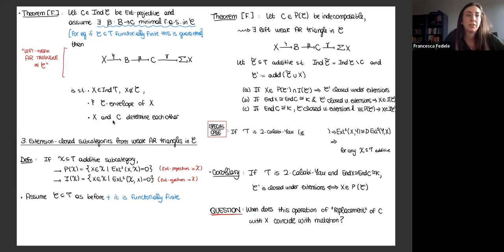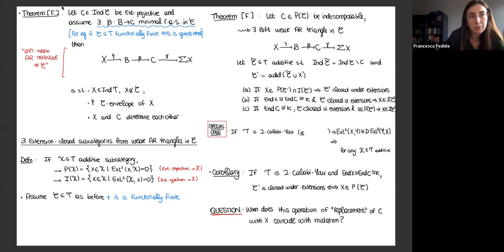And moreover, you also have that the object X and C are two indecomposable objects which determine each other, just like happens for Auslander-Reiten triangles. So for Auslander-Reiten triangles, when you have an indecomposable, you can always determine uniquely the other end term of your Auslander-Reiten triangle. And here we have a similar property.